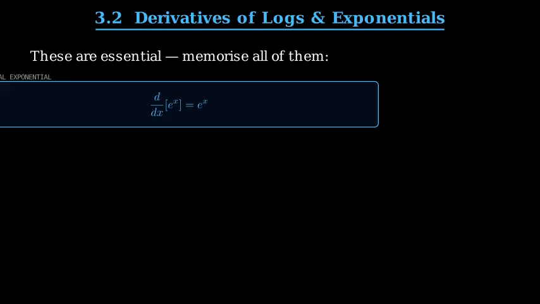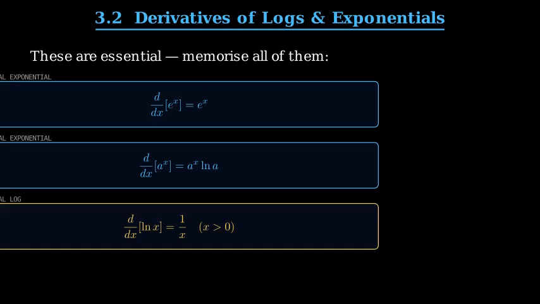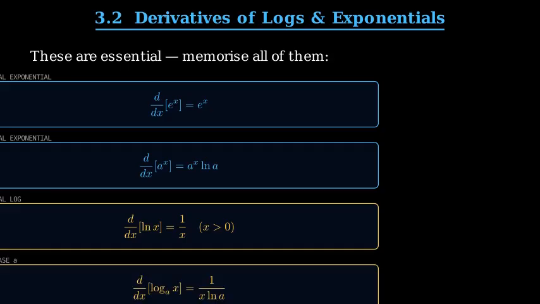Section 3.3. Implicit differentiation. When y cannot be isolated in terms of x, we use implicit differentiation. Differentiate both sides of the equation with respect to x. Treat y as a function of x. Apply the chain rule to every y term. The derivative of y to the n is n times y to the n minus 1 times dy/dx. Then collect all dy/dx terms on one side and solve for dy/dx. The key rule to remember is d/dx of y to the n equals n times y to the n minus 1 times dy/dx. That extra factor of dy/dx appears every single time you differentiate a y term.